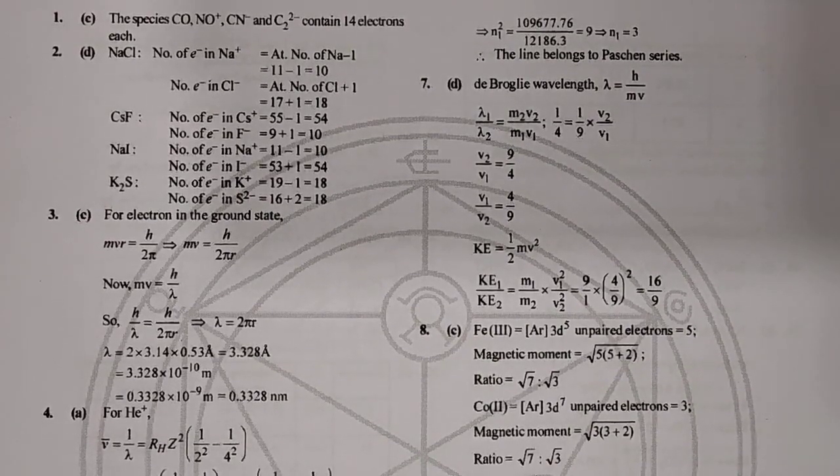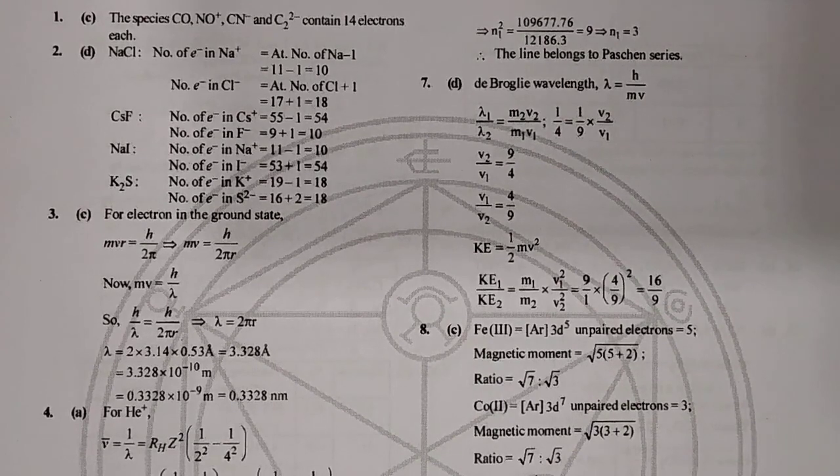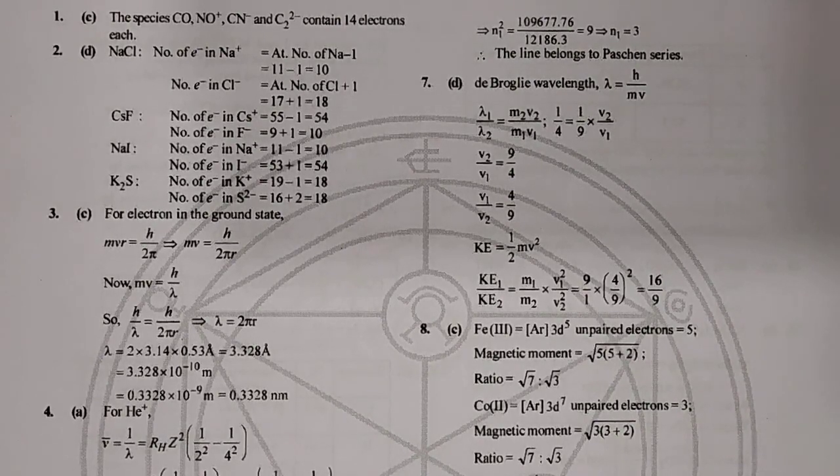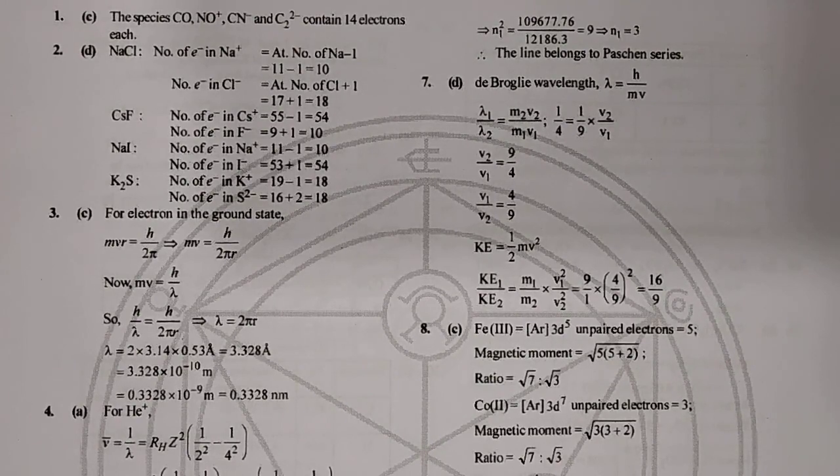So for an electron in ground state, mvr is equal to h upon 2 pi, mv is equal to h upon 2 pi. Simplify this, what you get? You get lambda is equal to 2 pi r. So lambda is equal to 2 into pi into r. Put all this value, simplify कीजिए, multiplication कीजिए, and you get your answer.